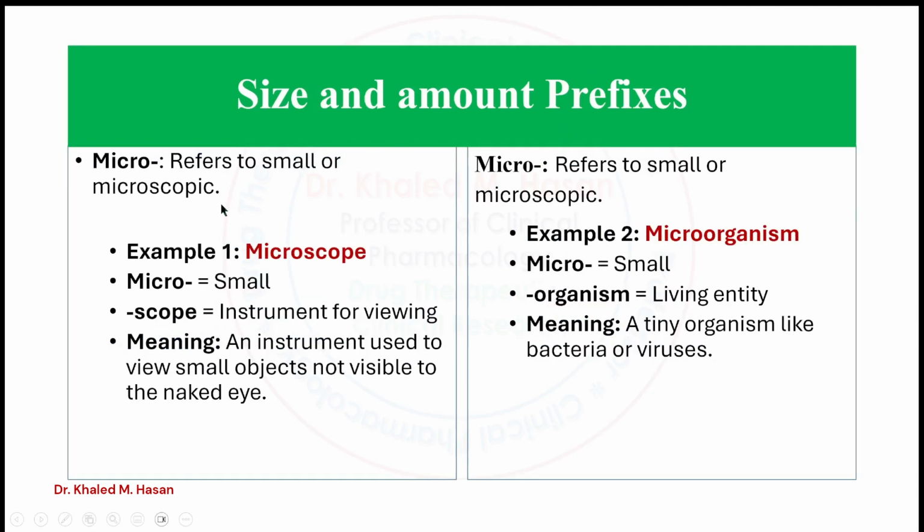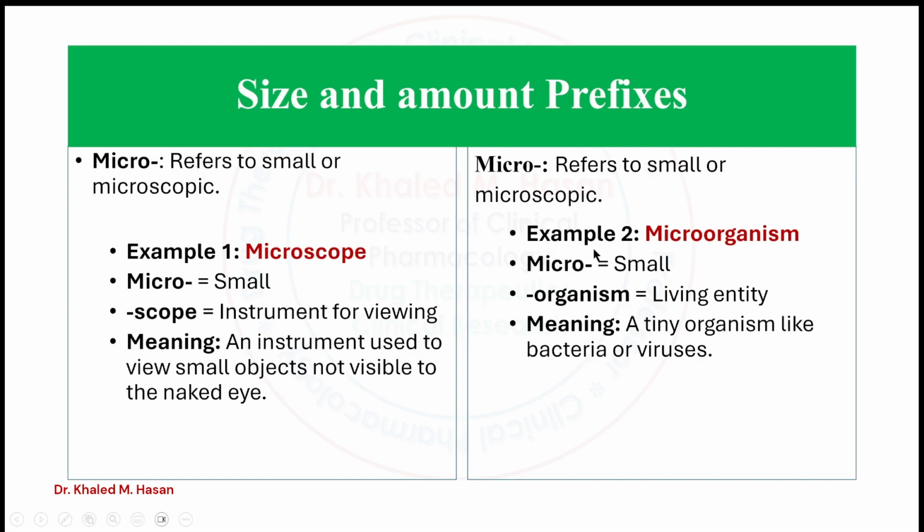Okay, then we have micro. Micro refers to small or microscopic, and the example here is microscope. Micro means small, and scope means instrument for viewing. The meaning of microscope is a device or instrument used to view small objects that are not visible to the naked eye. So this is a microscope.